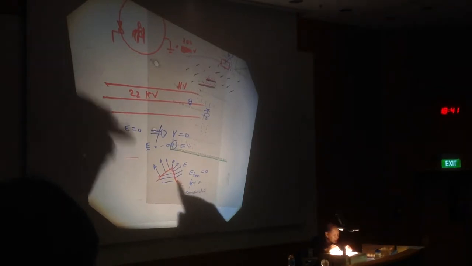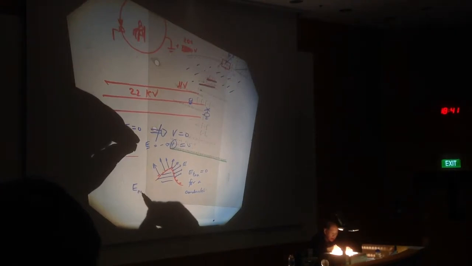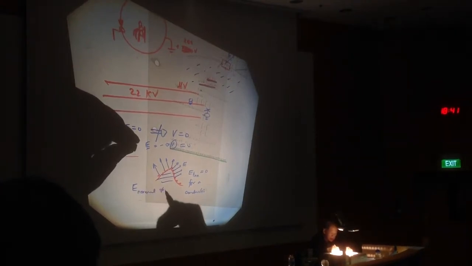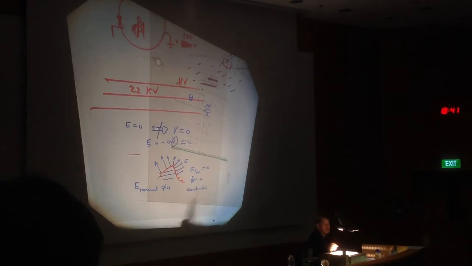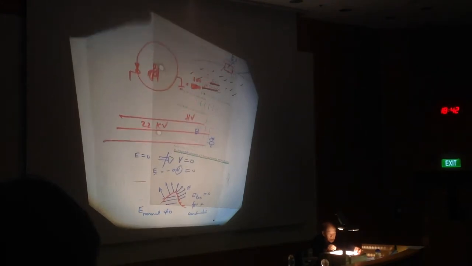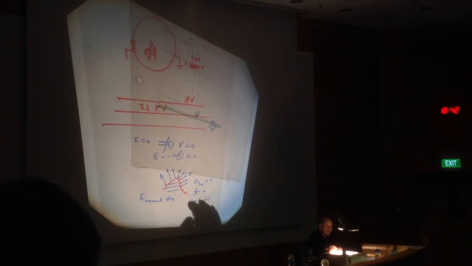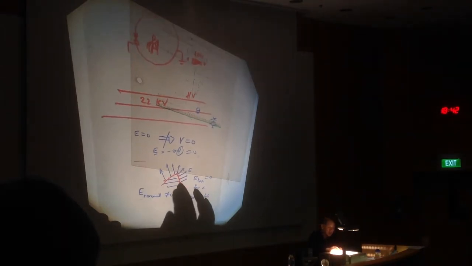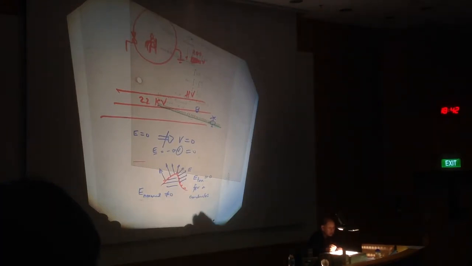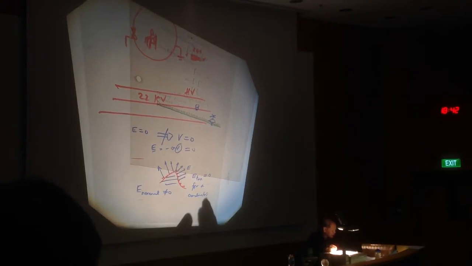Since the field exists, and you have charges on top there, E normal cannot be zero. It exists because you have charges. So this is the next boundary condition we cover. So the question is, if I give a charge distribution on a conductor surface, at any point, if I give a charge density, can I find the E normal to it? Yes, of course we can, as I'll show in the next slide using Gauss's law.